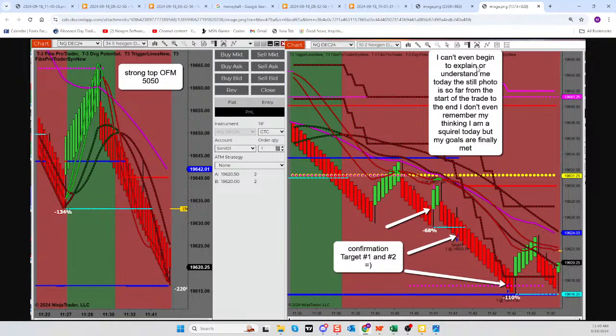Can't even begin to explain or understand me today. The still photo is so far from the start of the trade to the end. Don't even remember my thinking. I'm a squirrel today, but my goals are finally met. I love it. Some days we're squirrels, right?